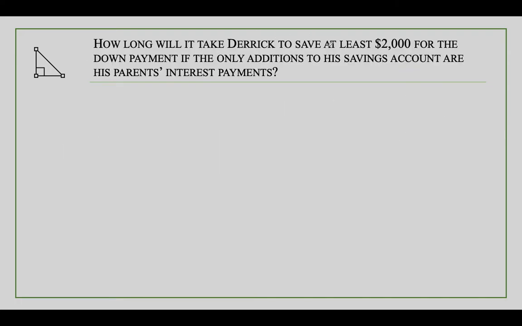So how long will it take Derek to save at least $2,000 for the down payment if the only additions to his savings account are his parents' interest payments? Okay, so I'm definitely going to use the explicit here because it returns any term. If I was doing recursive, I would have to go one by one. So let's just start with d equals 200 times 1.1 to, let's say, 10.